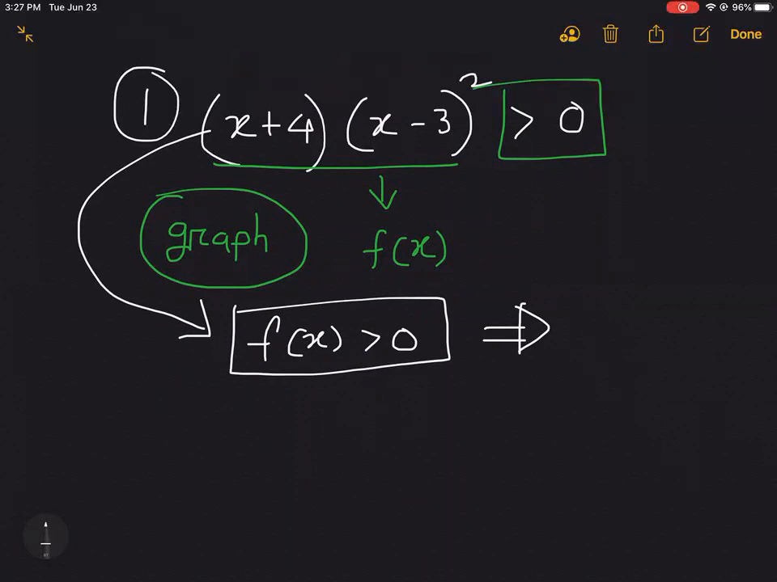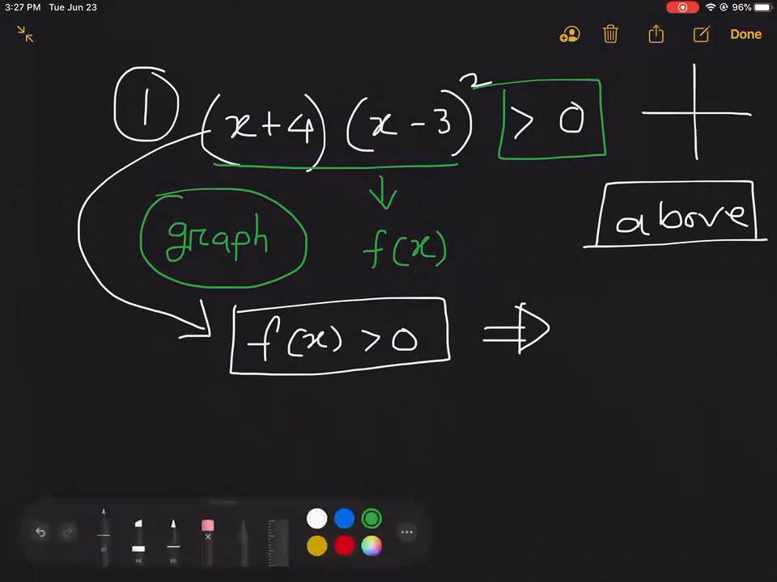I think it's Daniel, right? Yeah. So very good. If you have a functional value more than 0, this clearly indicates your graph will be above the x-axis for the given problem, for the given polynomial function precisely. So it needs to be above the x-axis. So if you have a graph like this, all you're looking for is this area. Are you guys with me?